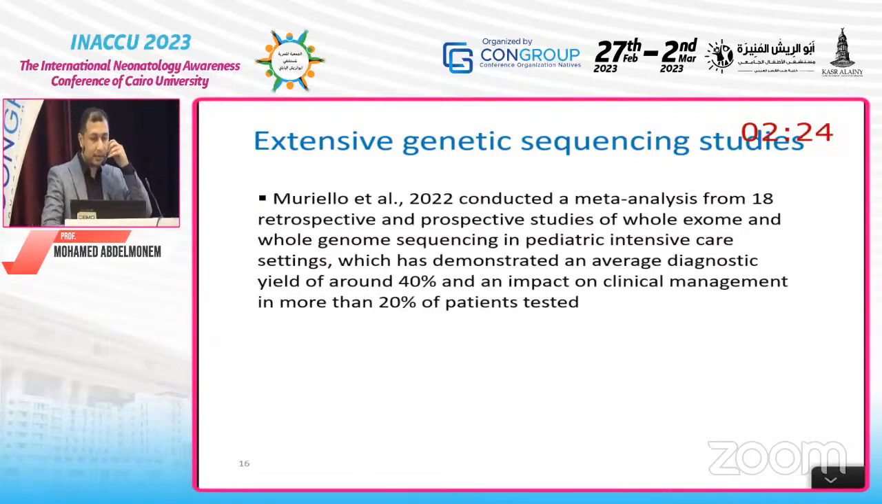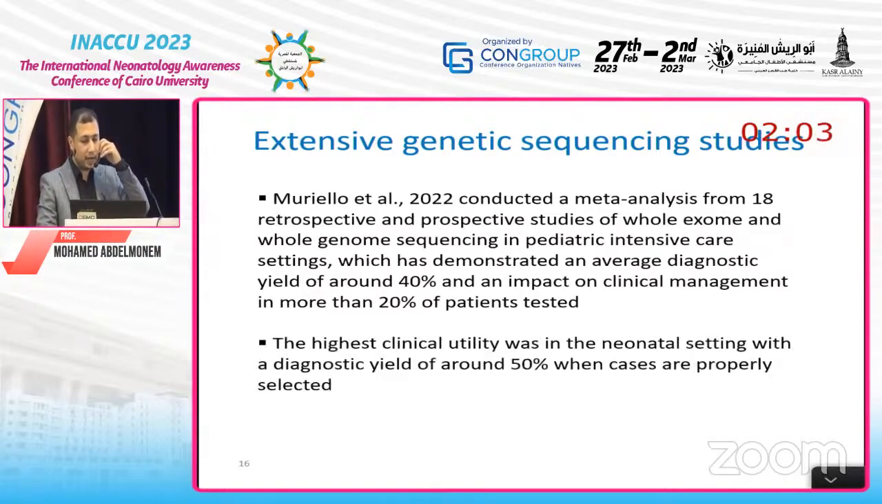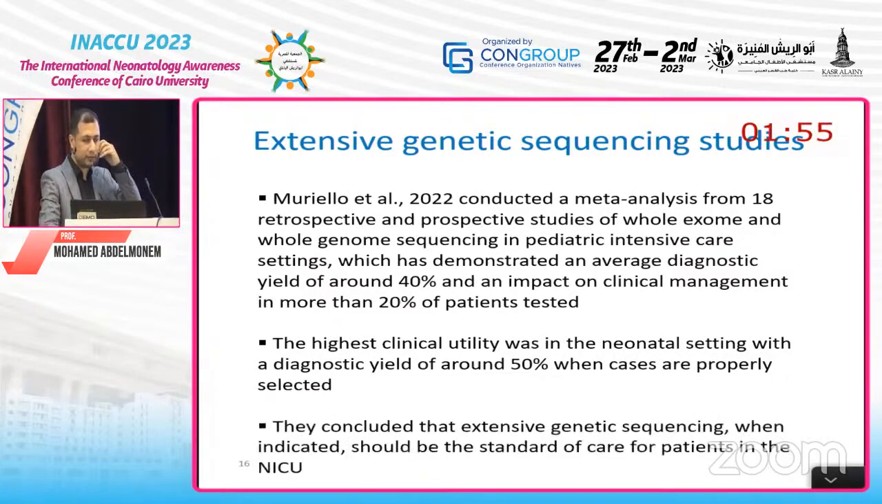In another study, Moriello et al. conducted a meta-analysis of 18 retrospective and prospective studies of both whole exome and whole genome sequencing in pediatric intensive care units, which has demonstrated an average diagnostic yield of about 40% and an impact on clinical management in more than 20% of patients tested. The highest clinical utility was in the neonatal setting, with a diagnostic yield of around 50% on average, when cases are properly selected, of course. They concluded that extensive genetic sequencing, when indicated, should be the standard of care for patients in the NICU.